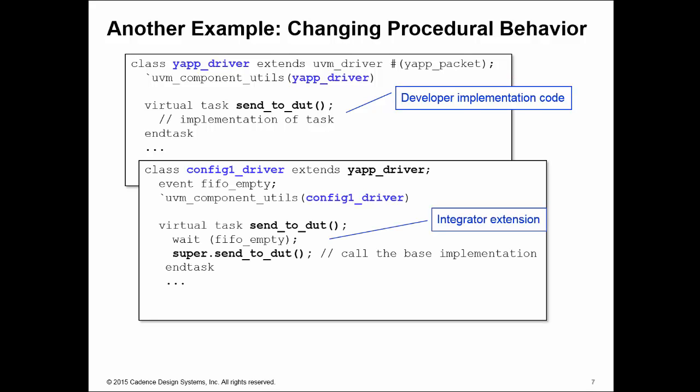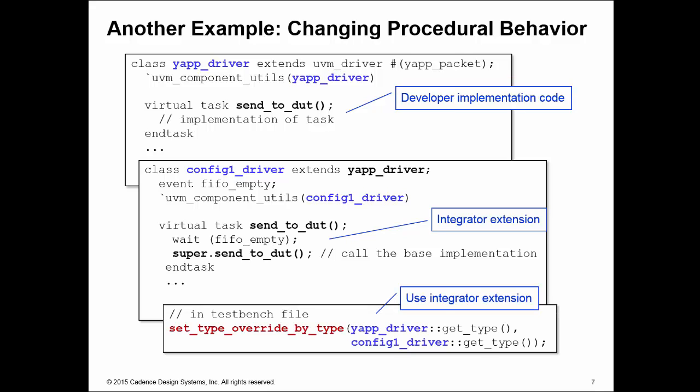So what I can do is create a subclass of the YAP driver called config1driver, and inside of here I can modify the sendDUT. In actual fact, what I'm doing is just waiting for an event to occur and then calling the original base implementation from the YAP driver using a supercall. And I've registered config1driver with the factory, and I've also registered YAP driver with the factory.